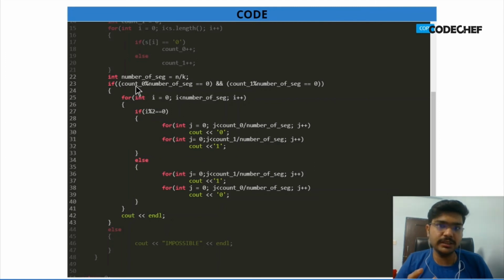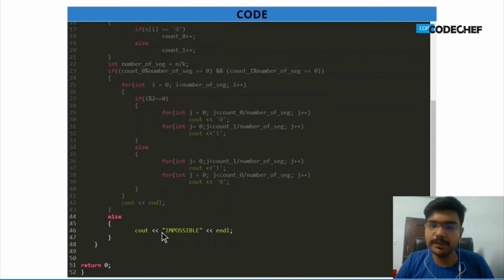What was the condition in which we are doing the whole process? First we'll check whether we can make the string or not. So what was the condition? If the total number of zeros modulo the number of segments gives the remainder 0, right? And the total number of ones modulo the number of segments is also giving the remainder 0, that means we can enter the condition. That means we can process the string. Otherwise it is impossible to process the string. So if both these conditions hold true, we will process the string here. Otherwise, we will output impossible.